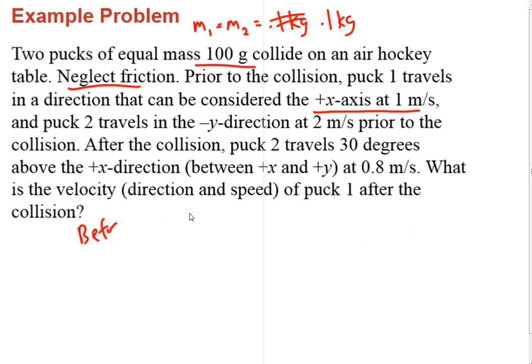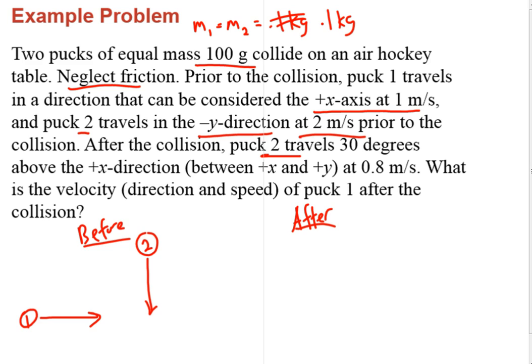You're like, what in the world? Okay, this is a nice big block of text. Well, let's draw a picture. We've got puck 1 going in the positive x direction at 1 meter per second. Puck 2 is traveling in the negative y direction at 2 meters per second, so moving downwards. After the collision, puck 2 travels 30 degrees above the x-axis at 8 meters per second. And we want to figure out the velocity of puck 1.